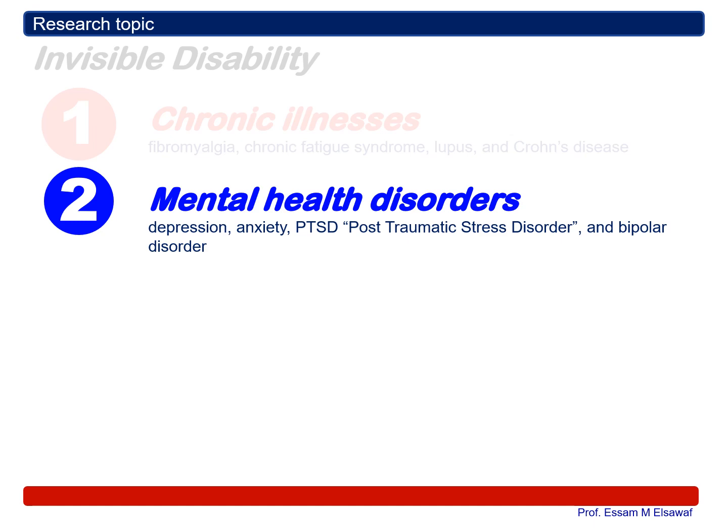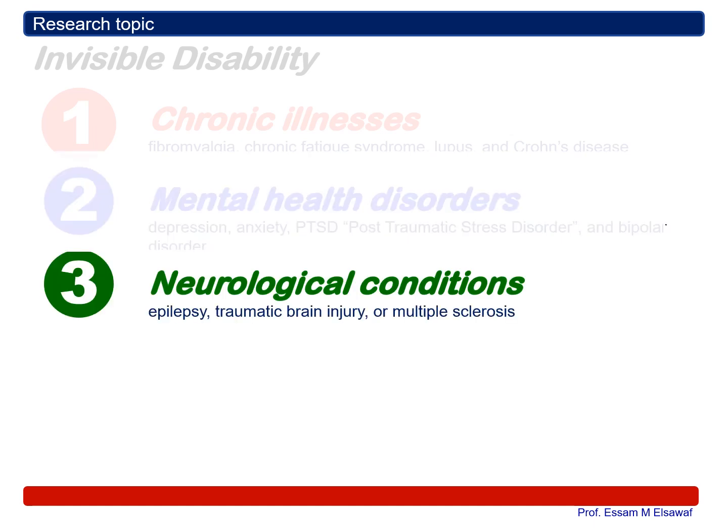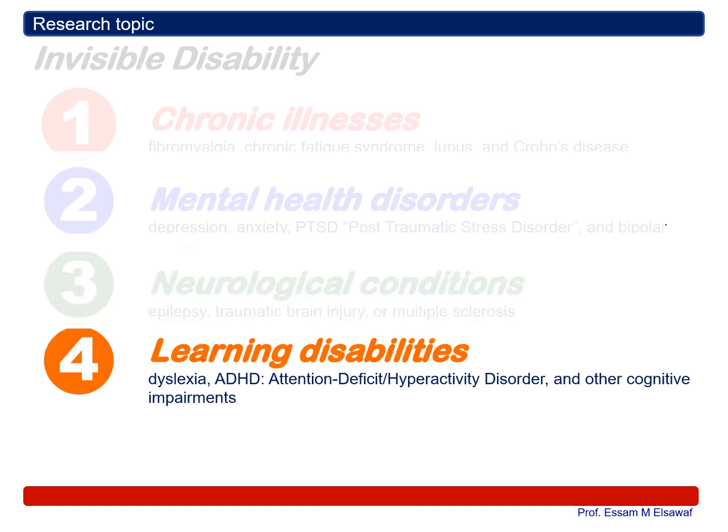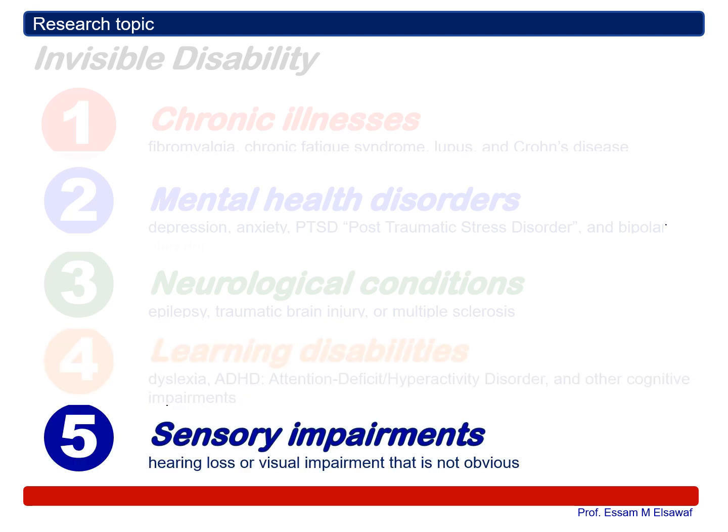Neurological conditions such as epilepsy, traumatic brain injury, or multiple sclerosis. Learning disabilities such as dyslexia, attention deficit hyperactivity disorder, and other cognitive impairments. All such patients also are disabled persons. Sensory impairments such as hearing loss or visual impairment, although they are not obvious, but they are disabled.